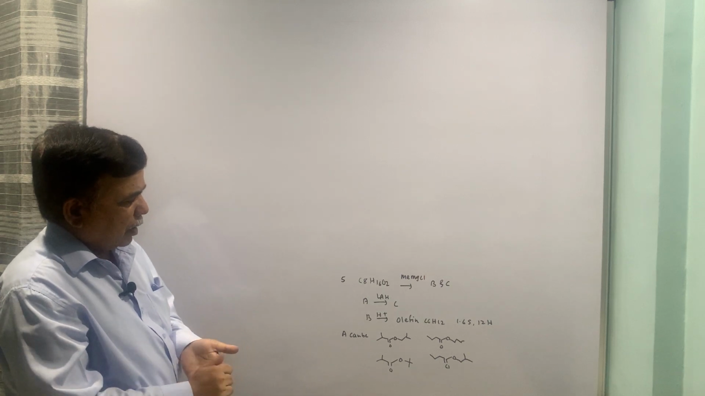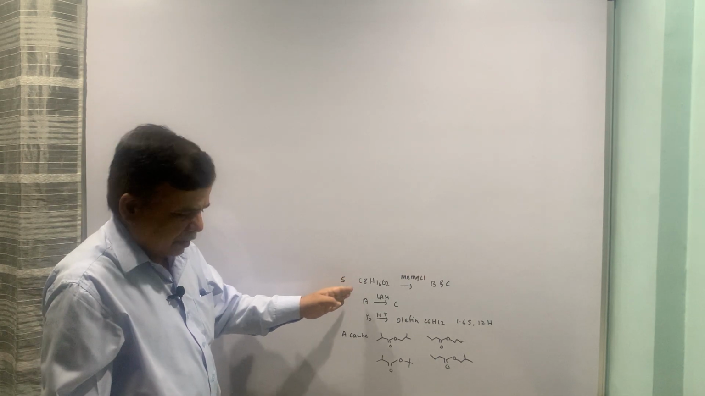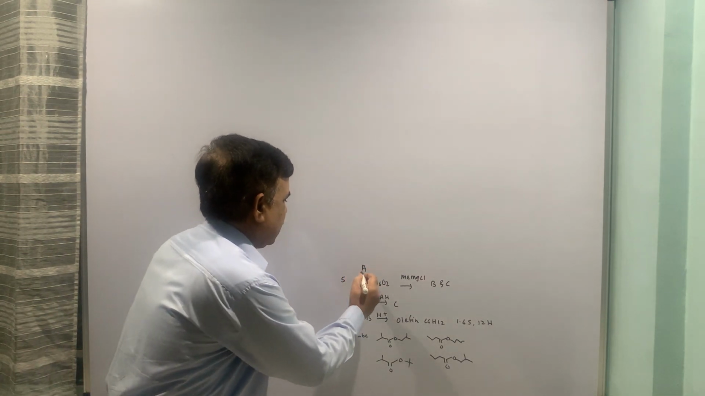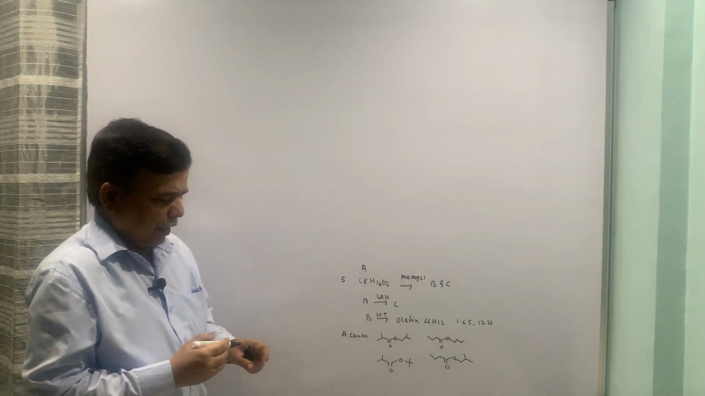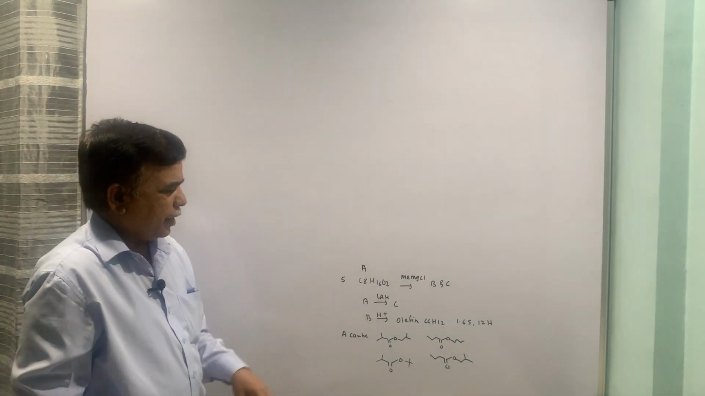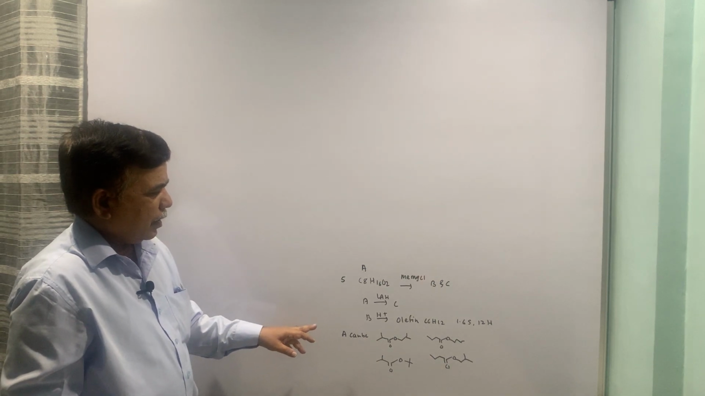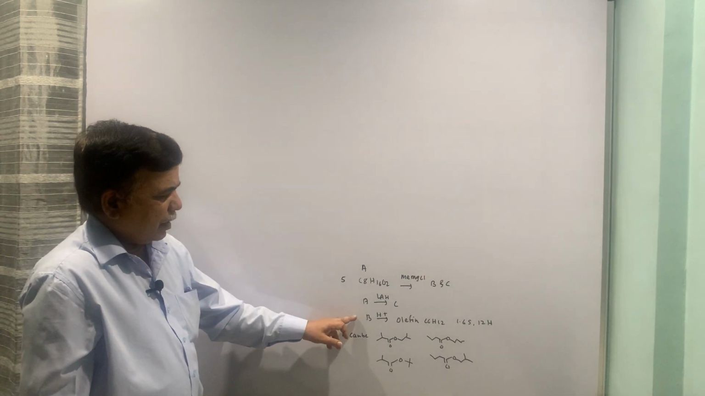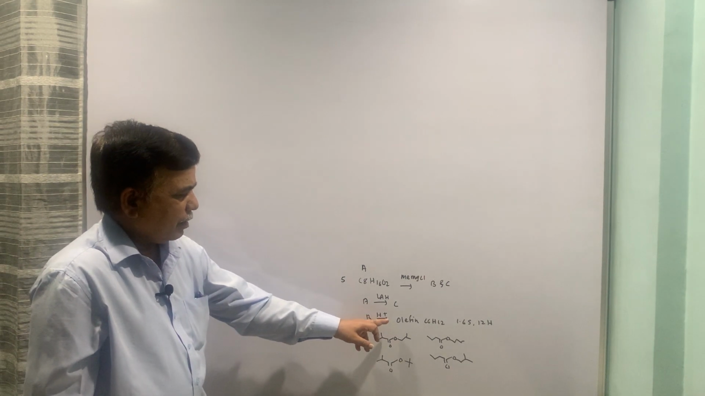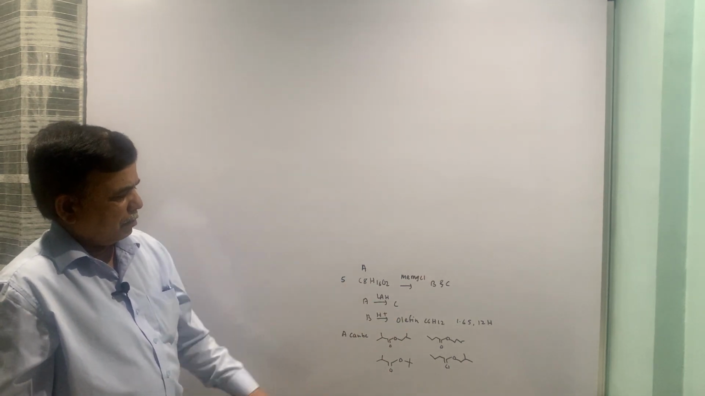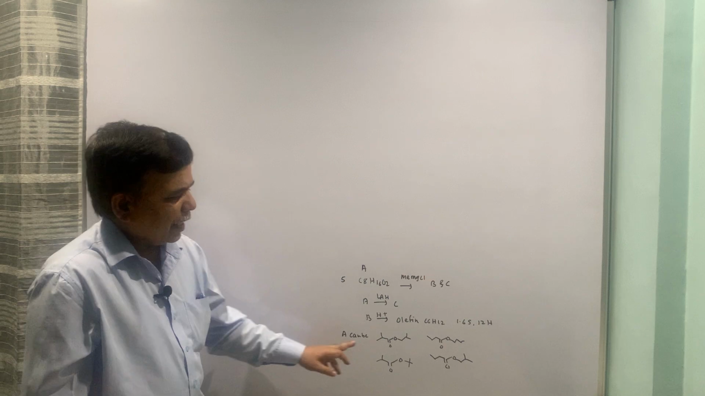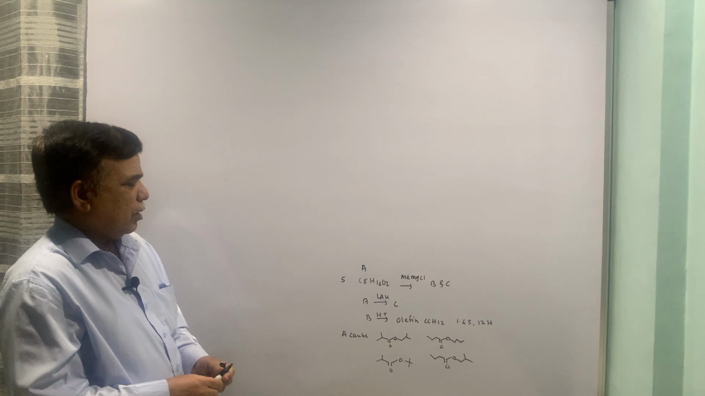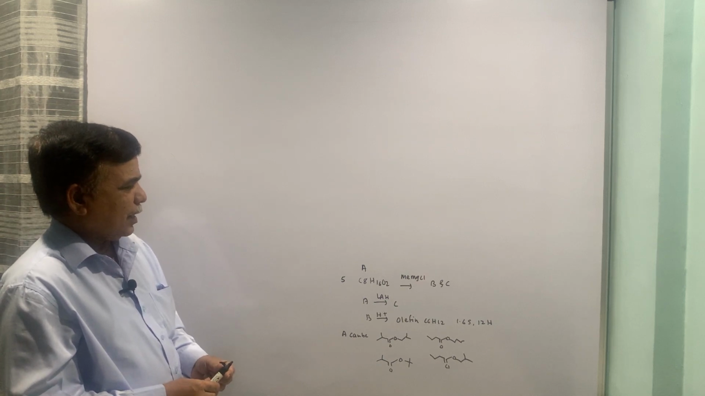C8H16O2. If this compound is A, let me put A over here. If it is treated with Grignard, methyl magnesium chloride, you get B or C, and then A with LAH also gives C, and B gives olefin after acid treatment. So 4 options are there, and you have to find out what is A.